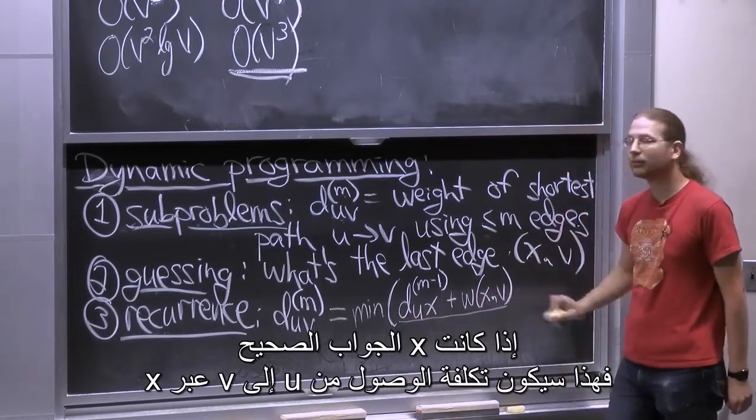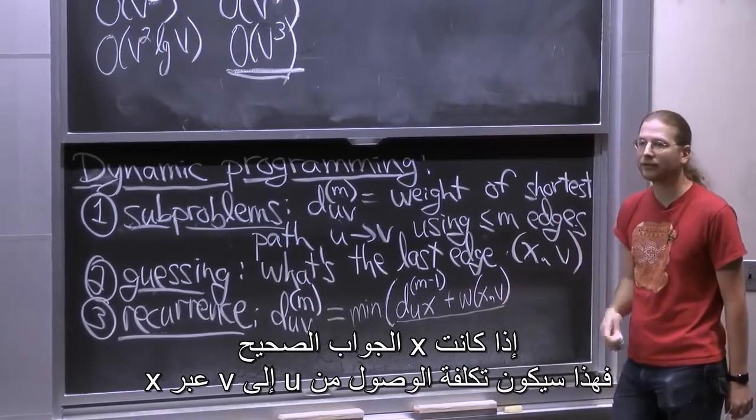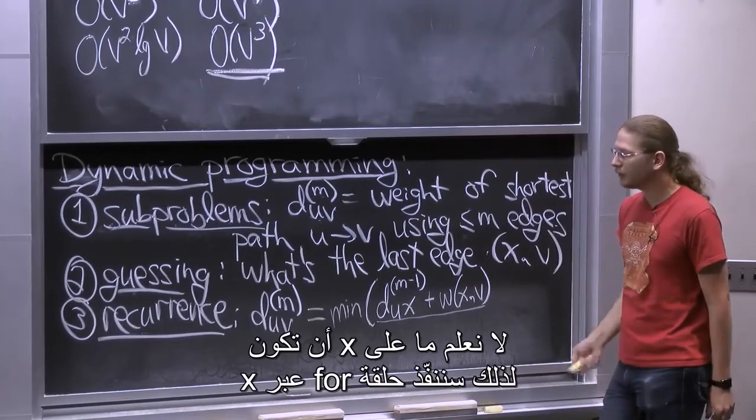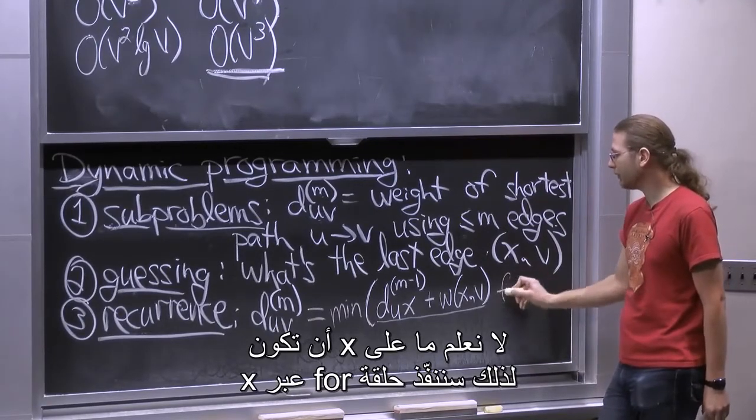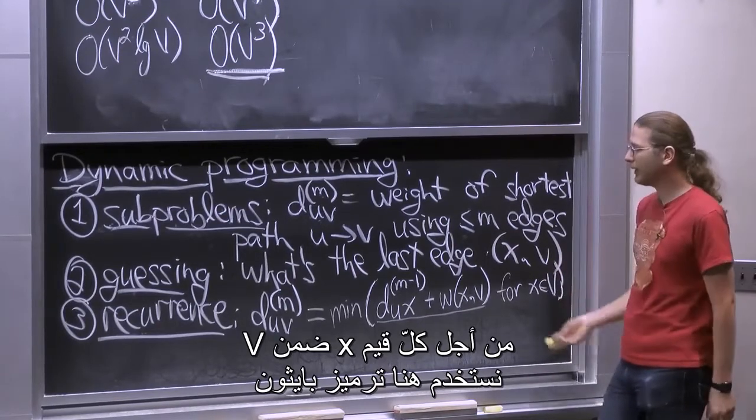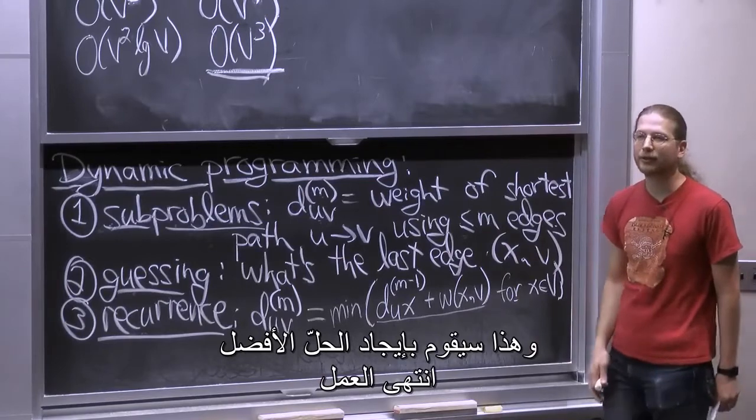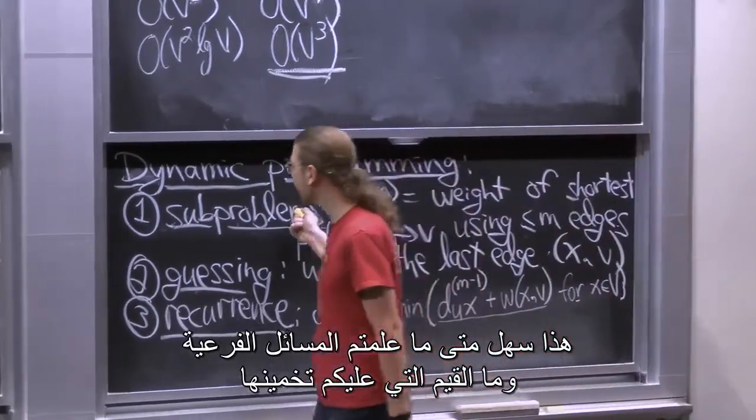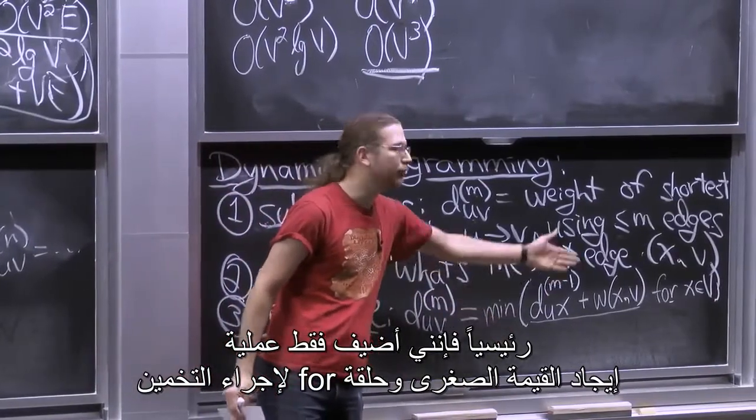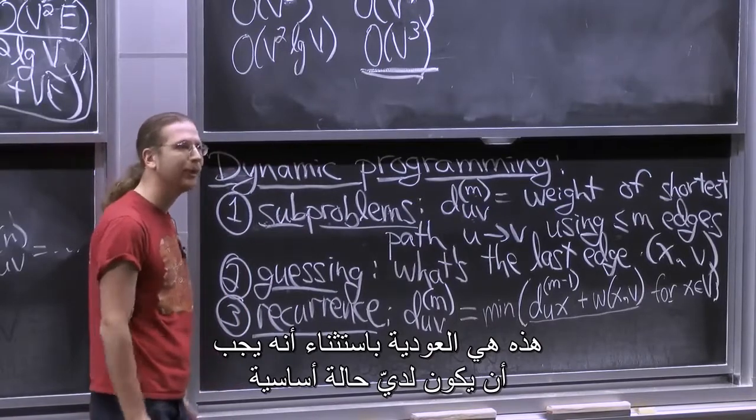If x was the right answer, this would be the cost to get from u to v via x, where xv is a single edge at the very end. We don't know what x should be, so we're just going to do a for loop over x in V. This is using Python notation. And that will find the best answer. Done. Easy, right? Once you know what the subproblems are, once you know what the guessing is, basically I'm just adding in a min and a for loop to do the guessing. So that's my recurrence, except I should also have a base case.